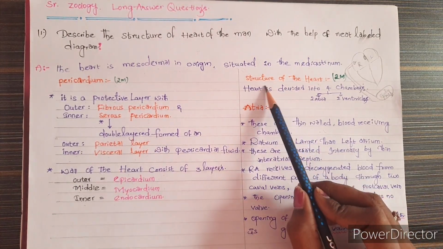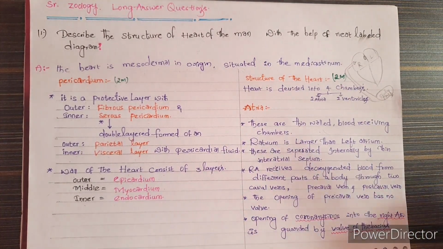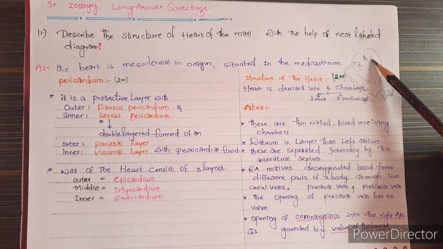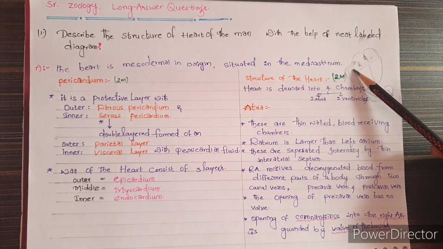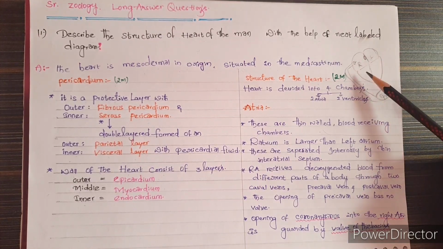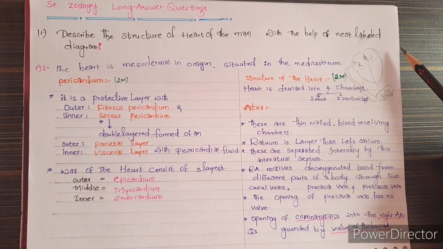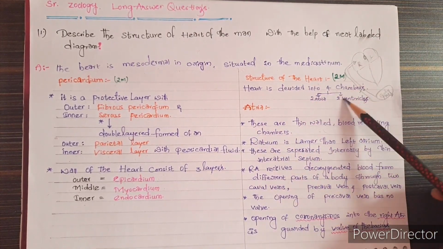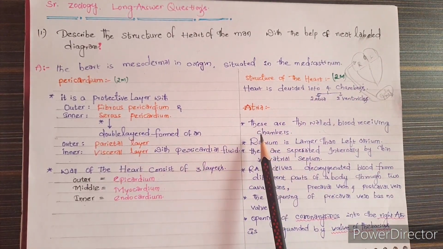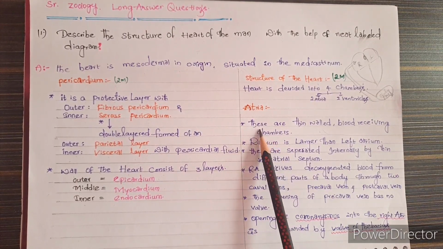And now the structure of the heart. The heart consists of two atria and two ventricles. It is about the right atrium, left atrium, right ventricle, left ventricle. So the heart is divided into four chambers, two atria and two ventricles. So we can go with the atria.